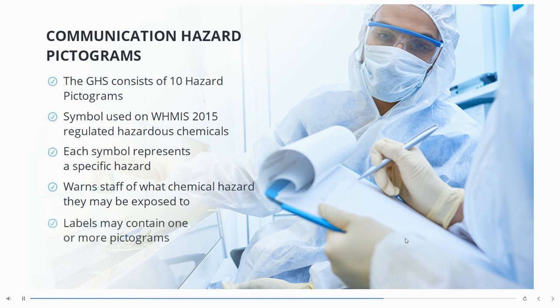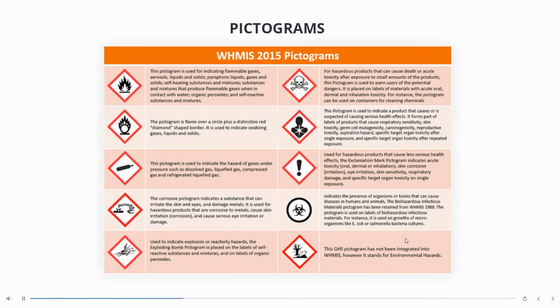Labels may contain more than one hazard pictogram, depending on the number of hazards associated with the product. The label provides the hazard pictogram, and more detailed information is found in the safety data sheet. This slide depicts the pictograms that we are about to discuss, to be well acquainted with the hazards they identify.